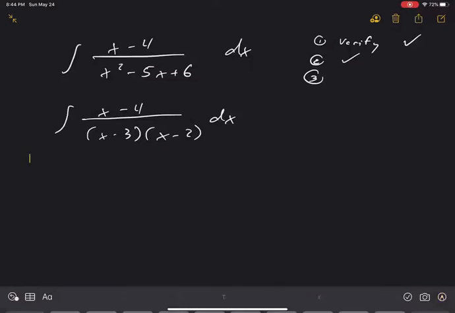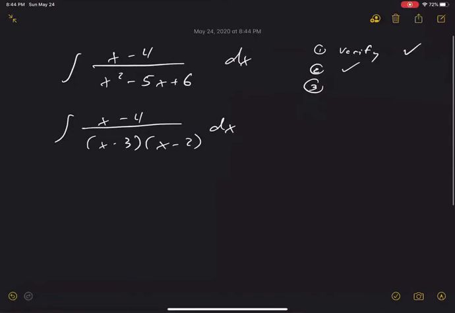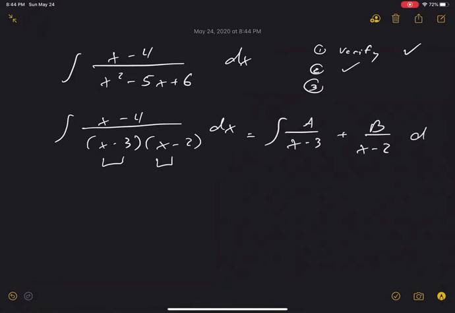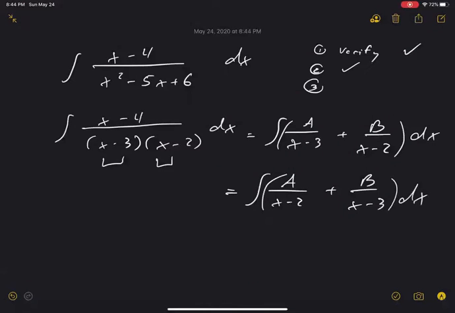So this is a nice case 1, right? I got distinct linear factors, nothing repeats, no powers, etc. So I know that this is going to be equal to a over x minus 3 plus b over x minus 2 dx. And again, order doesn't matter. I could have just as easily written this as a over x minus 2 plus b over x minus 3. So that doesn't matter.